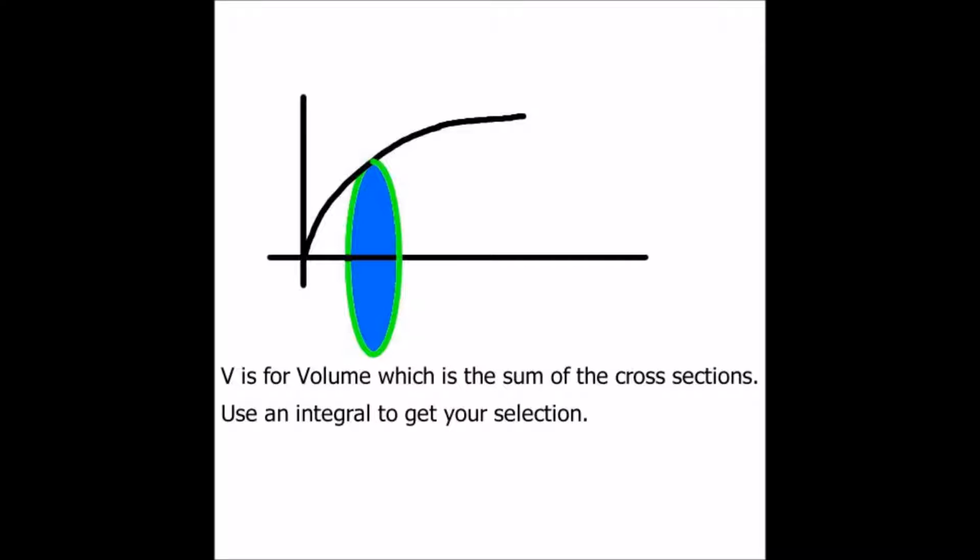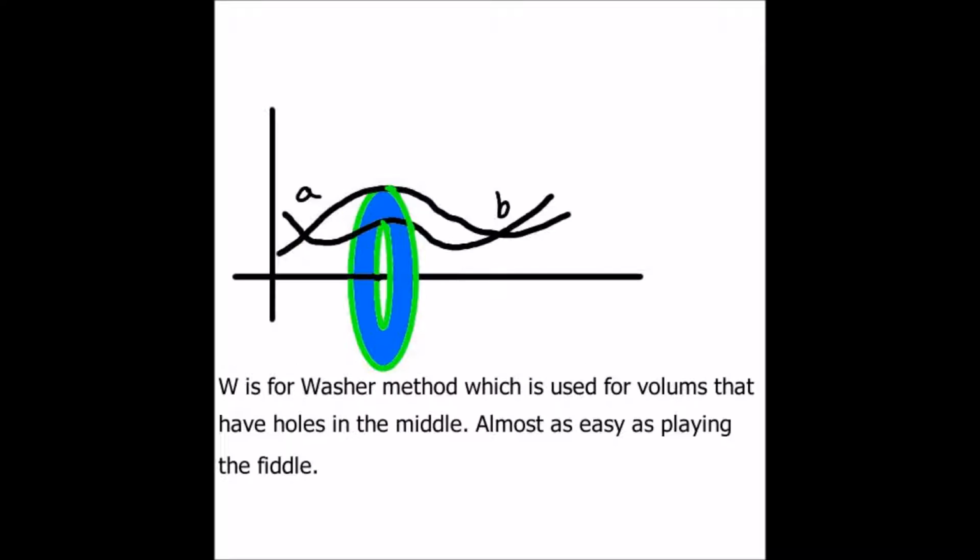V is for volume, which is the sum of the cross-sections. Use an integral to get your selection. W is for washer method, which is used for volumes that have holes in the middle. Almost as easy as playing the fiddle.